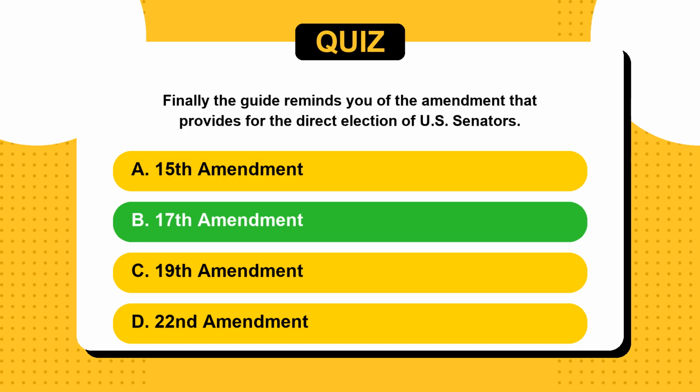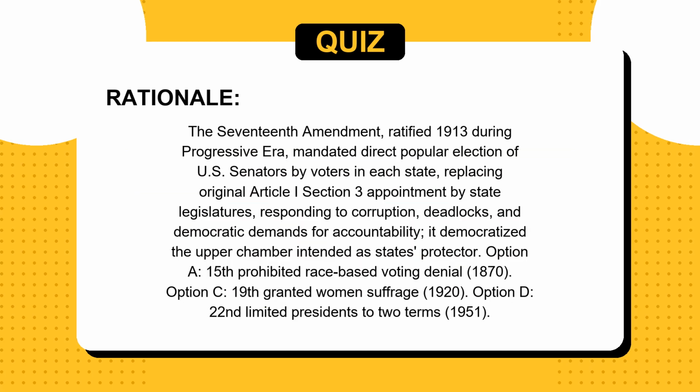The answer is B. The 17th Amendment, ratified 1913 during the Progressive Era, mandated direct popular election of U.S. Senators by voters in each state, replacing the original Article 1, Section 3 appointment by state legislatures. Responding to corruption, deadlocks, and democratic demands for accountability, it democratized the upper chamber intended as the states' protector.